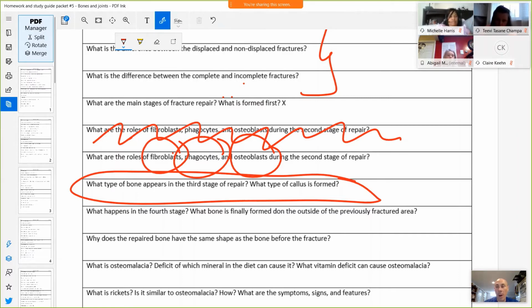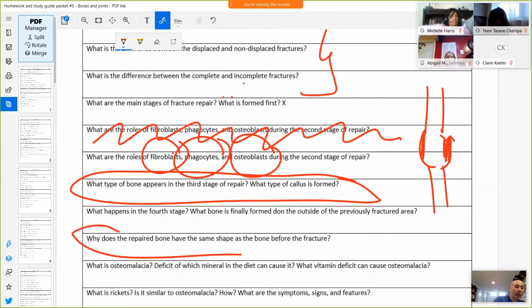if that bulb was the site of a fracture, here on the outside, spongy bone is remodeled into compact bone. So why does the repaired bone have the same shape as the bone before the fracture? The answer is simple. If you fracture your humerus and eventually the fracture is healed, your humerus keeps experiencing the same mechanical stressors. You do all the same stuff with your arms. Same mechanical stressors, same shape.